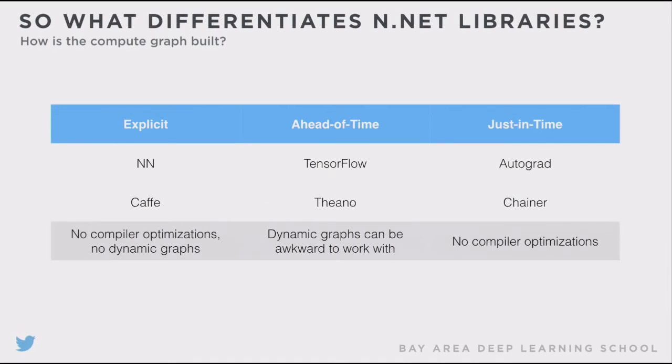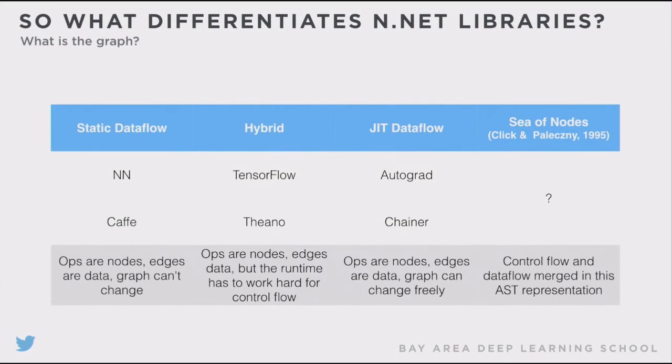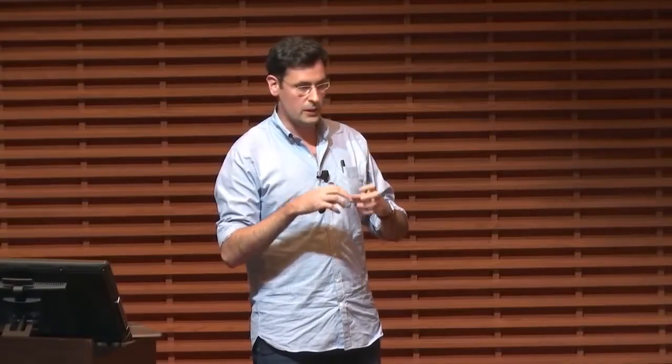And in the middle, there's ahead-of-time libraries like TensorFlow and Theano, where you construct your graph using a domain-specific language, you hand it off to their runtime, and then they can do crazy stuff to make it faster. The problem with that is it can be awkward to work with control flow. And I think there's a reason why it can be awkward to work with control flow, and it's because of the types of graphs that these libraries are actually manipulating.